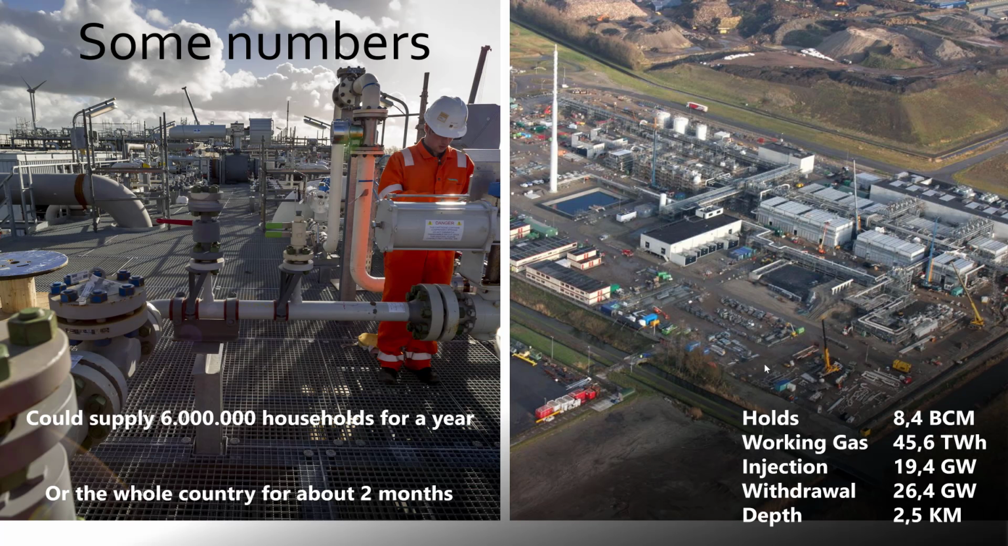So just to give you an idea about what this plant looks like, it could supply about 6 million households for 1 year, or it could supply the entire country for about 2 months. It holds 8.4 billion cubic meters of natural gas. The amount of energy that it's capable of producing is more than a nuclear plant. So these are really huge numbers we're talking about.